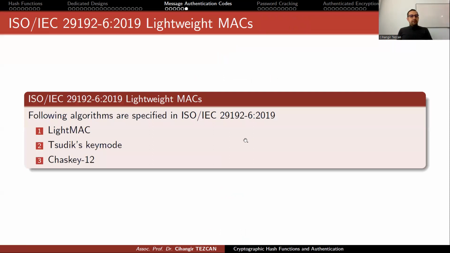There are also lightweight message authentication codes, which are ISO standards. There are 3 of them. These are standards from 2019, but these standards were reviewed, I think, in 2022, so they're still valid. None of them are removed or changed. These are LightMAC, SUNDAE-MAC, Keymode, and Chaskey-TWAF. So if you're interested in lightweight message authentication codes, you can check them.